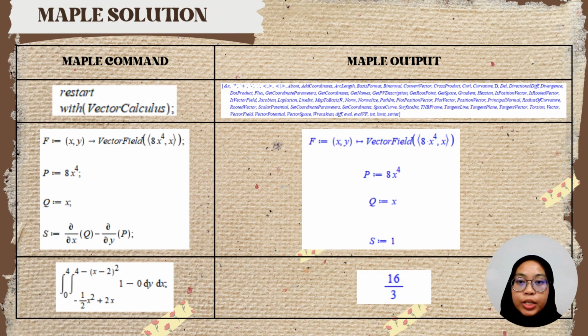Maple solution of question 2. We restart Maple, then use the command with VectorCalculus, and then the output will appear as shown. We will define F equal to the vector field with components 8x to the power of 4, comma, x. Next, we define P equal to 8x to the power of 4 and define Q equal to x. To find S, we use the command S equal to differentiate Q minus differentiate P, and we get S equal to 1. After that, we solve the Green's theorem, and the answer is 16 over 3.